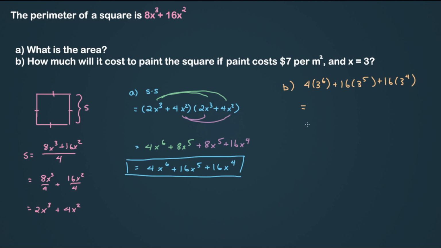Okay, so pull out your calculator here, try this with me. You should get 8,100 meters squared, right? Great. Now we know that the cost of the paint is $7 per meter squared. And since we have 8,100 meters squared, we just have to multiply the cost per meter squared times the area, right? And that's going to give you $56,700. And that is your answer for B.